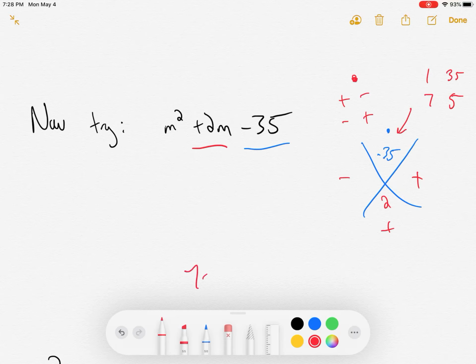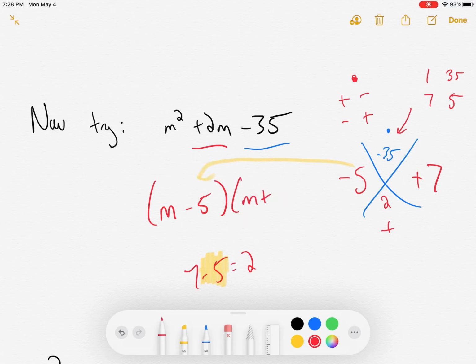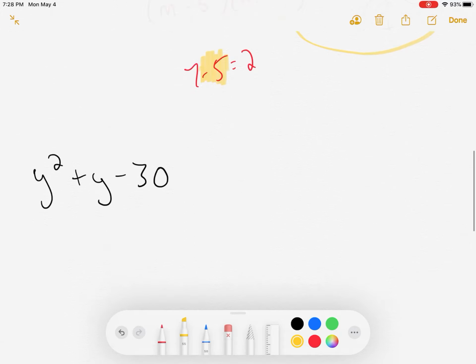But now, when we do 7 minus 5 equals 2, which one of these is the negative? You should say, well, if I do 7 minus 5, that means I have a negative 5 and a positive 7. So nothing changes now. It's still m minus 5. The negative 5 went right here. And then it is m plus 7. The positive 7 went right there. So again, nothing is changing. We're just adding in negatives in between now.